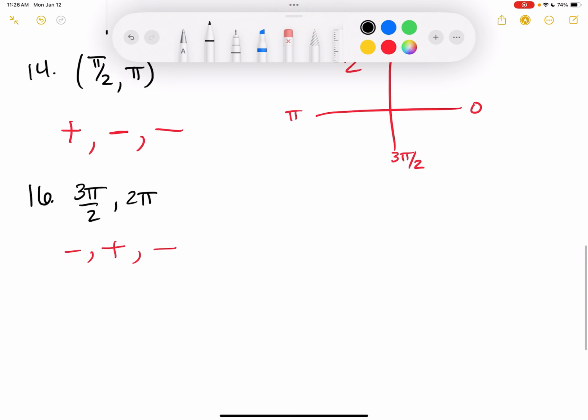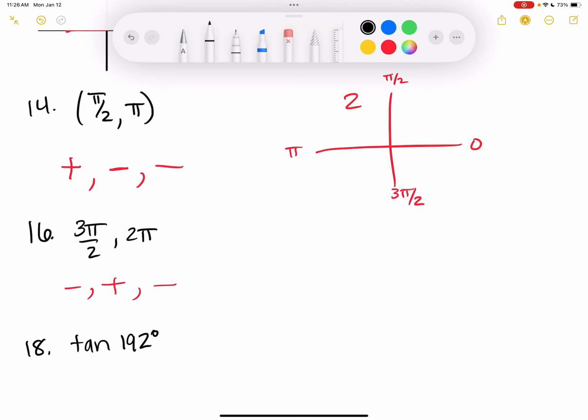Determine the sign, positive or negative, of the given value without a calculator. All I care about is if it's positive or negative. I'm not solving it. Number 18, the tangent of 192 degrees. What quadrant would that be in? 1, 2, 3, or 4? Third. So is it positive or negative? Positive, because both things are negative, so it's positive.